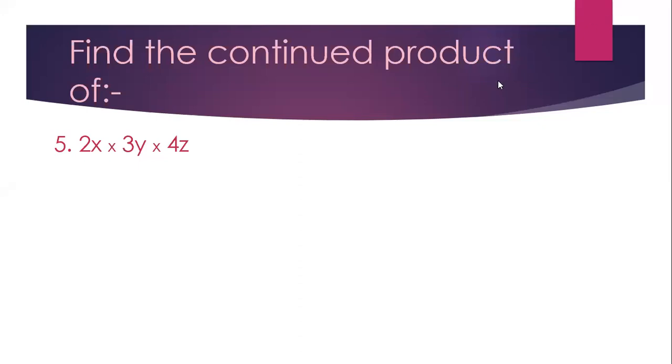Now let's check the answer. How can we multiply it? We have to multiply here the signs, then the coefficients, and in the last we have to multiply the variables. All right. Now the sixth question is on your screen.